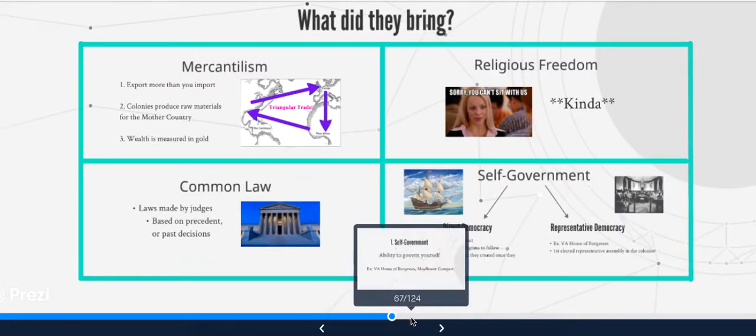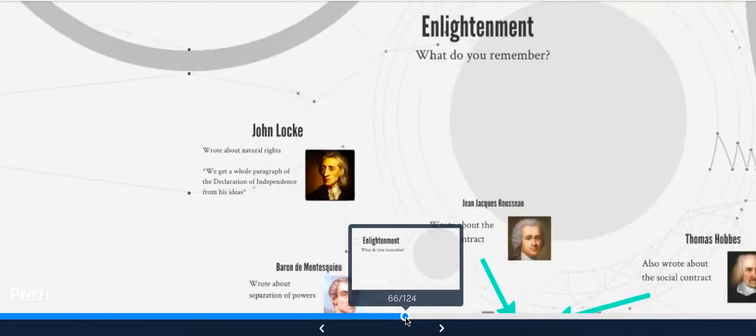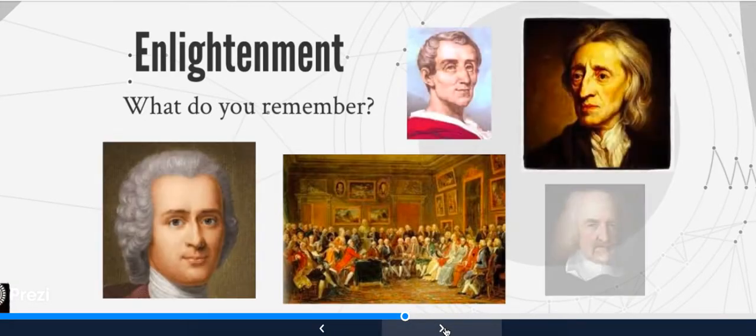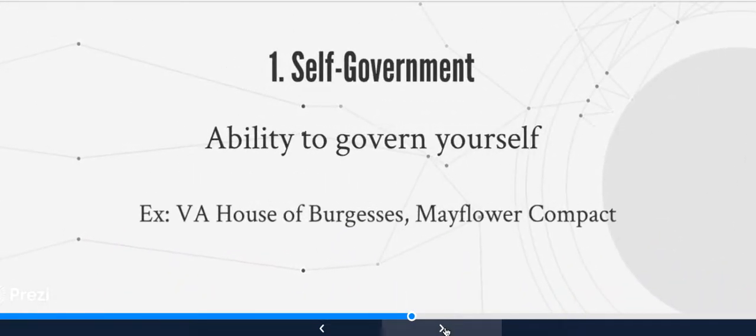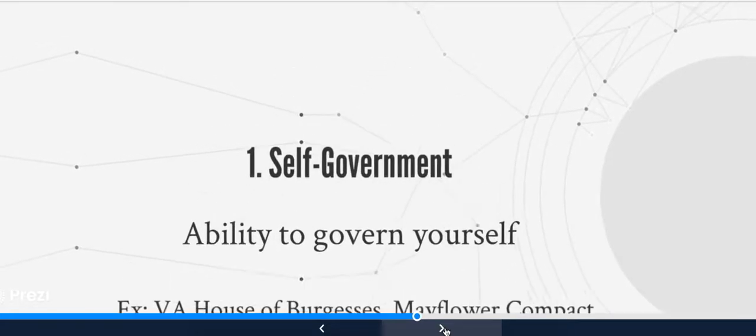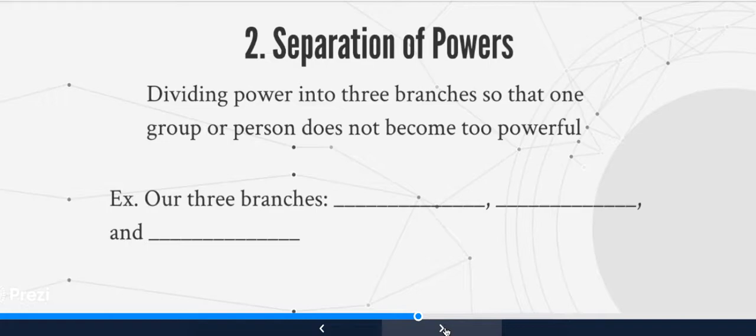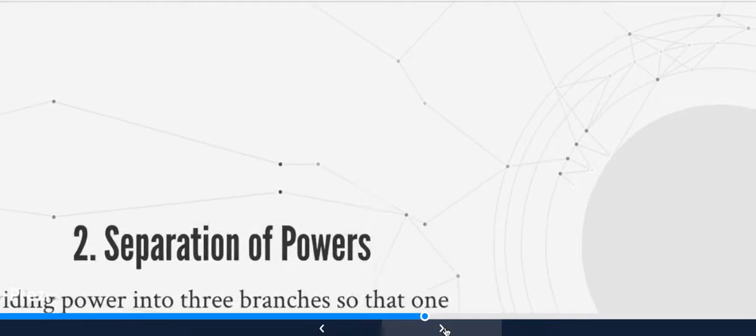Let's definitely talk about the principles of government and our philosopher friends. Hopefully you remembered something about the Enlightenment, and if you didn't, we're going to have some problems. The first thing we have to talk about is self-government, which we just discussed. Separation of powers into three branches so that one group or person does not become too powerful. The whole key here, the reason why we separate powers, is to make sure that nobody has too much power. We are splitting it up.